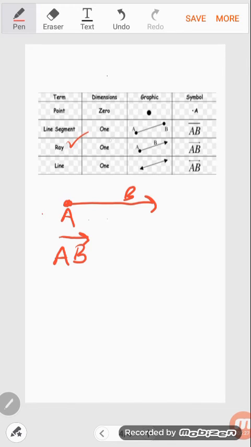Now, with that, we complete the definition of the basic elements. It's very important for you to remember the definitions and how they are graphed, the dimension that they have, the symbol that they have. Okay? Remember to practice and review. There is an associated worksheet for you to reinforce this knowledge.